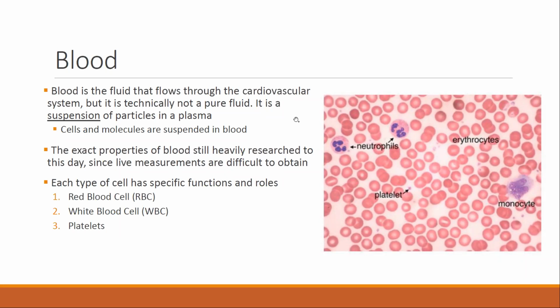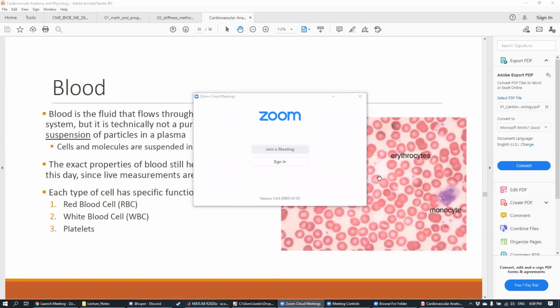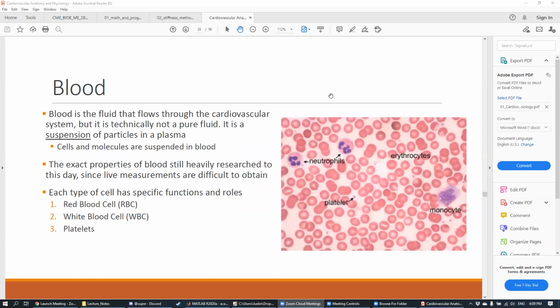Okay. Before I do that, are there any questions on this part here? All right, question in the chat. So how does donating plasma work? Yeah, that's a good question.